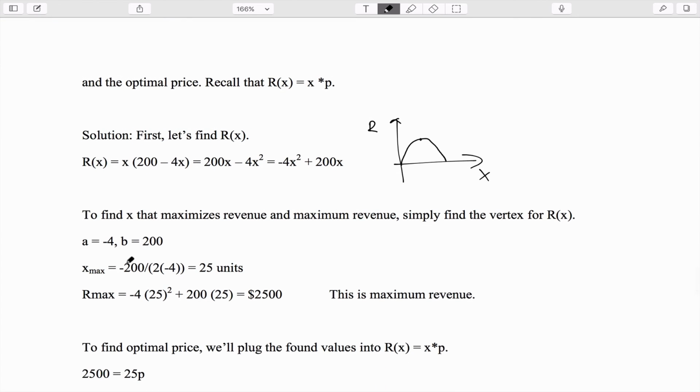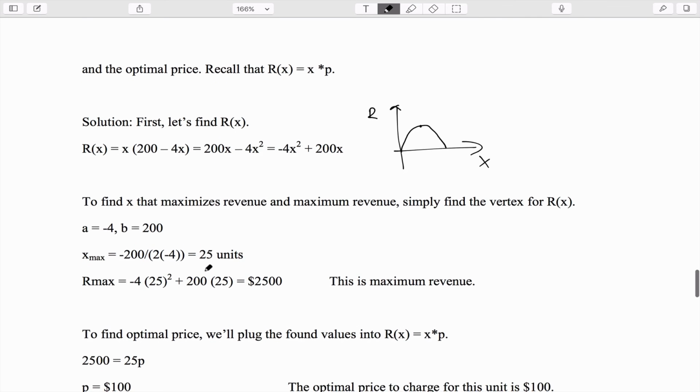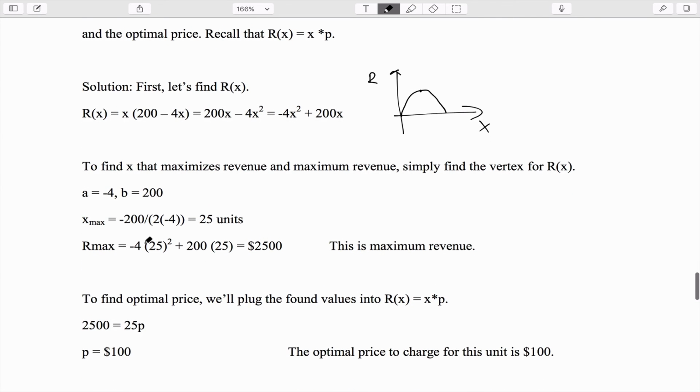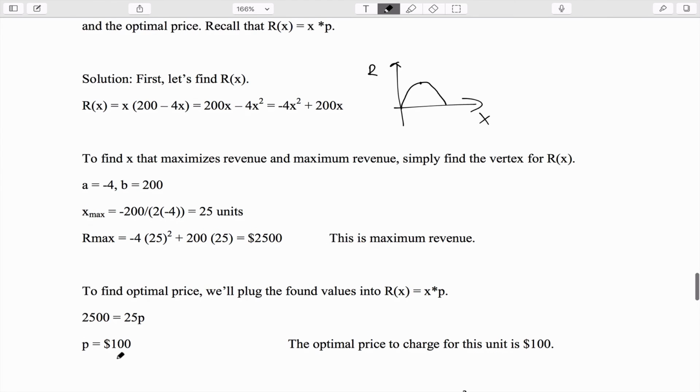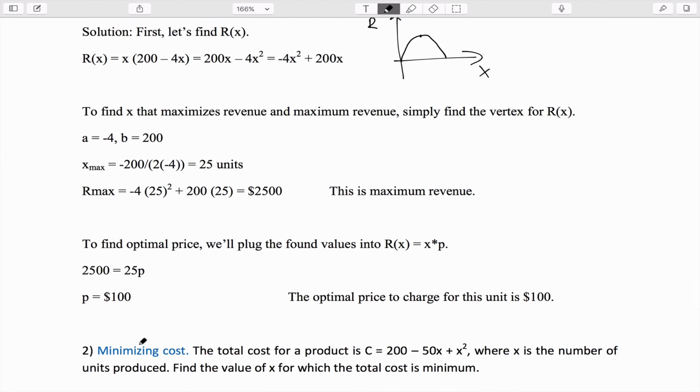So if you calculate negative b over 2a, here the negatives cancel out, as they should, because you should get a positive quantity. So it's 25 units. Plug it back into the revenue, and you'll find the maximum revenue is $2,500. Very useful, relatively easy. How do you find the price that gives you the maximum revenue? I call it the optimal price. You can plug it into R equals P times x, as you see above, and divide by 25 on both sides. You'll get P equals $100. So a relatively easy example, but it definitely works.